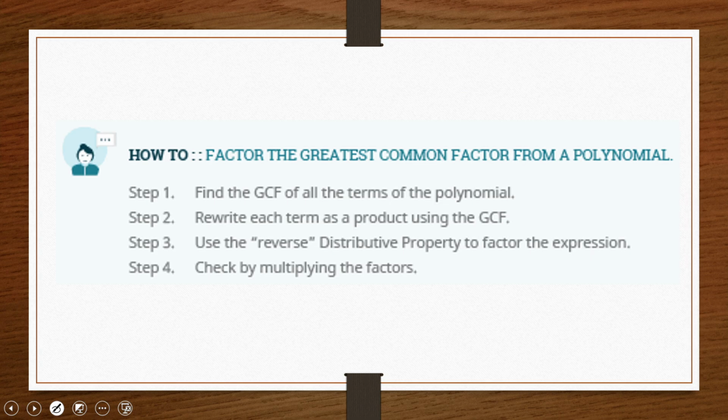What we're going to find is the GCF of all the terms involved for our polynomial, and then we're going to try to rewrite each of these terms as the product of the GCF and whatever remaining factors are included. Then we'll point out this distributive property that's used in reverse, and if we're finished with the problem, we should be able to confirm that we're going to have the correct answer by multiplying out back all of our factors to show that it gives me back the original statement that I had.